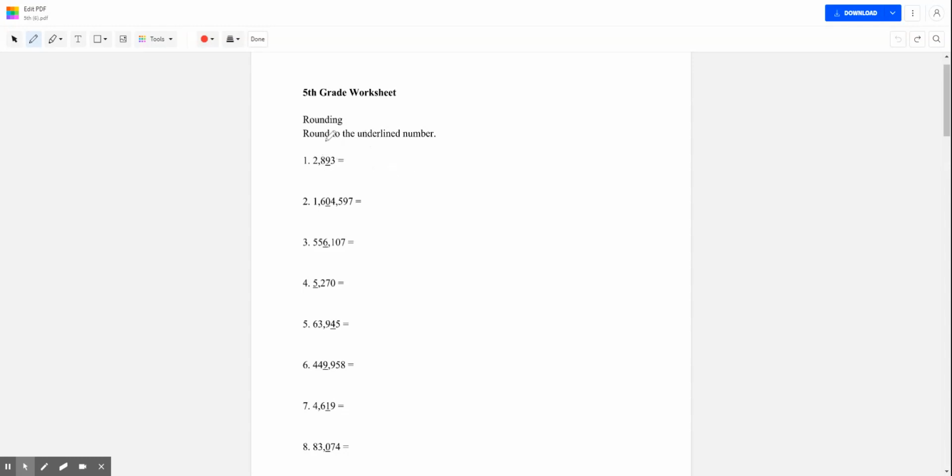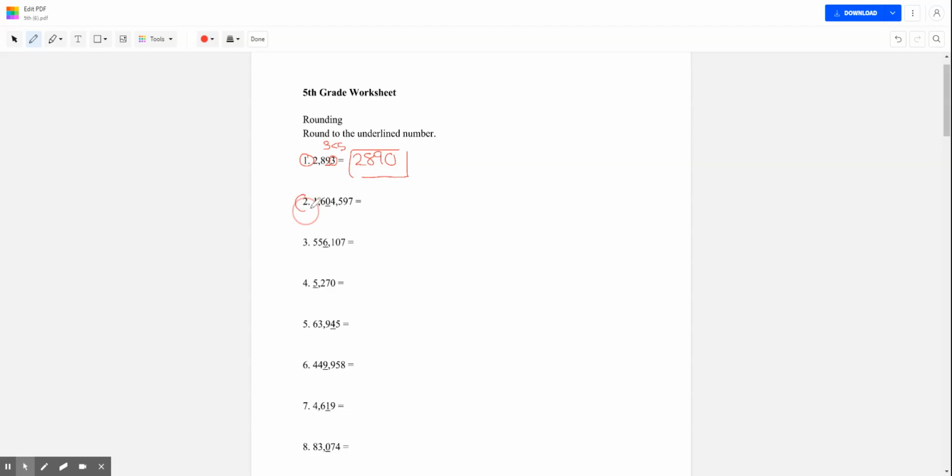So let's get started. Round to the underlying number. So let's look at number one. When we're rounding, we have to look at the number right to the underlying number first. So 9 is the underlying number, and right to that number is 3. And 3 is less than 5. So we're going to round down, which gives us 2,890 as our answer.